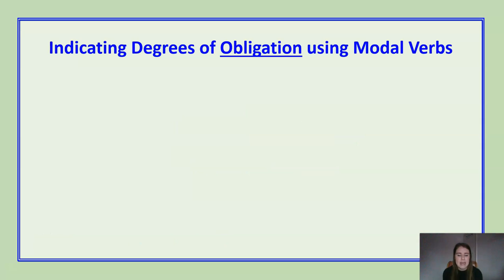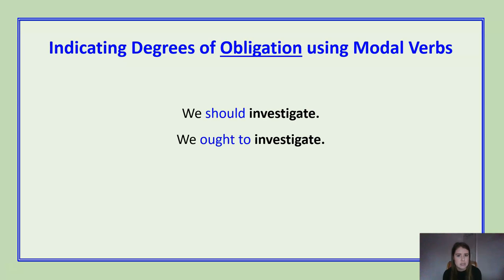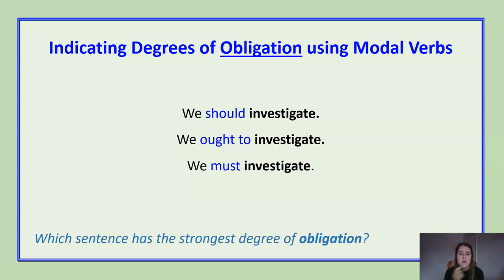Indicating degrees of obligation, so whether there is an expectation to do something. So we should investigate, we ought to investigate, or we must investigate. Pause the video. Which sentence has the strongest degree of obligation? Okay, so we must investigate.